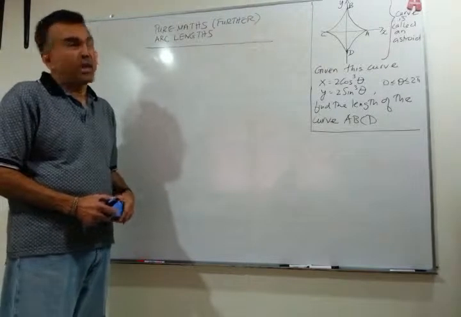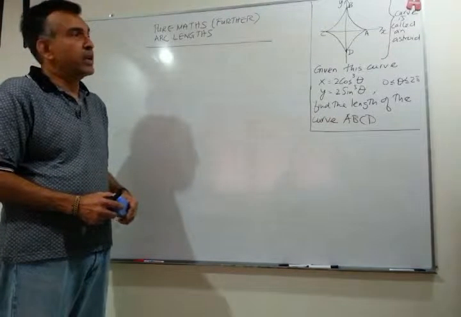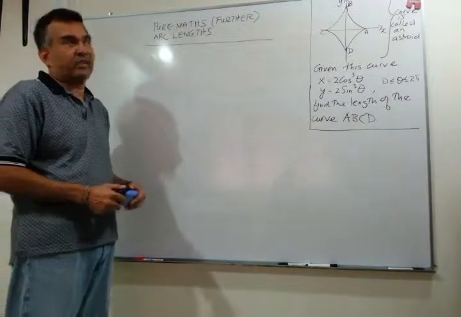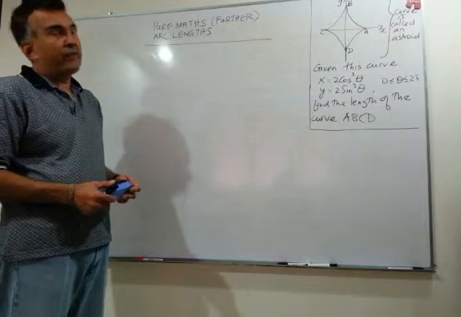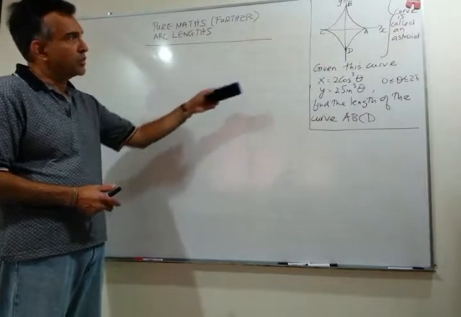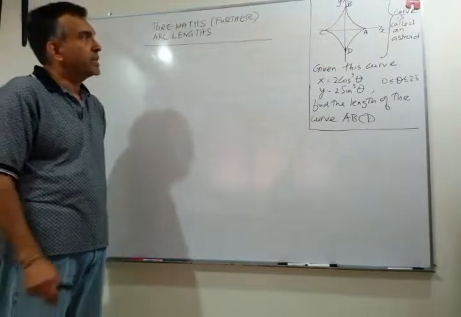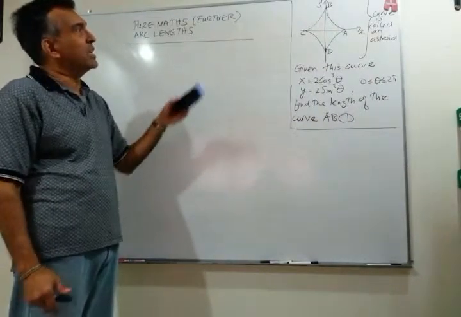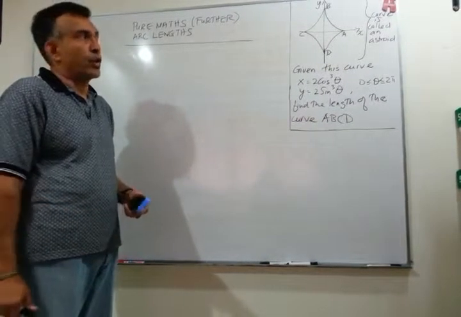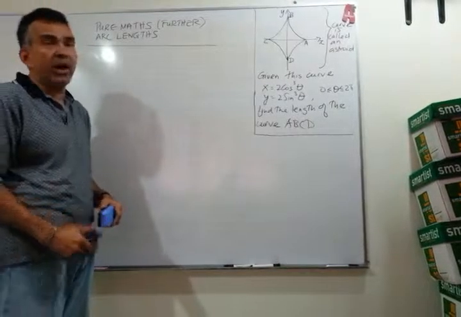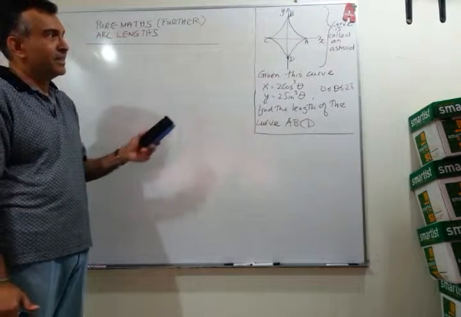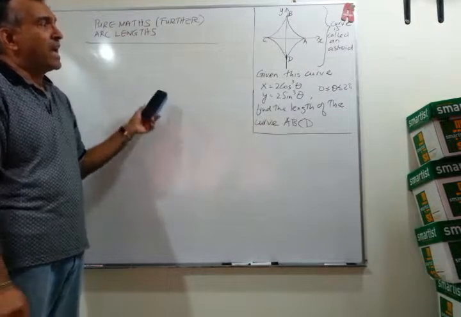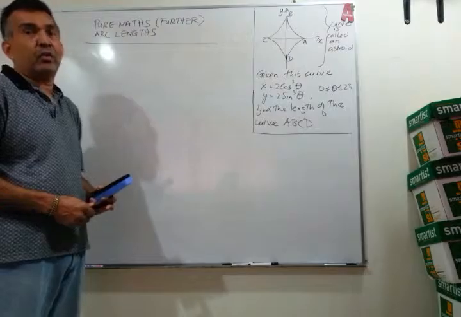In this video, we are going to solve a pure maths problem involving arc lengths. I have abbreviated the question on the right hand side of the board. We are given a curve, and this curve that you see here is called an astroid. A-S-T-R-O-I-D, not asteroid. This is astroid. So we're given a curve called an astroid, and we're given the parametric equations.